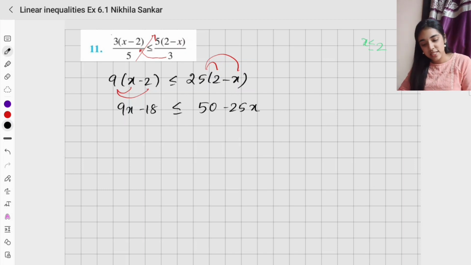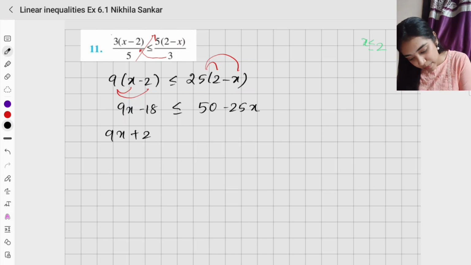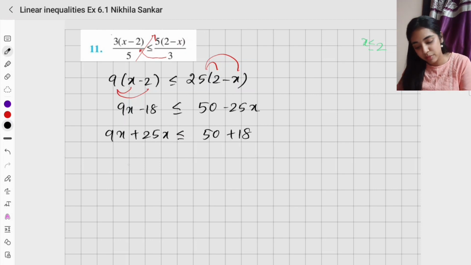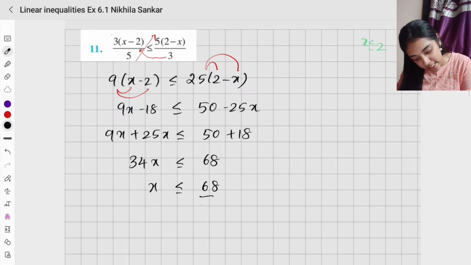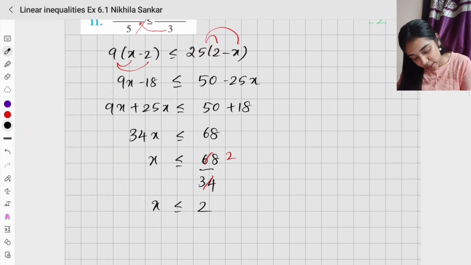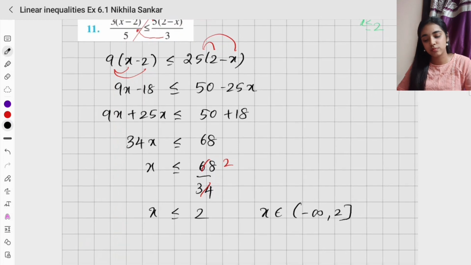I'm going to take the 25x to one side, minus 18 to the other side. So I'll have 9x plus 25x less than or equal to 50 plus 18. 25 plus 9 is going to give me 34. So 34x less than or equal to 68. So x less than or equal to 68 divided by 34. 34 2s are 68. Understood? So I'll be left with x less than or equal to 2. This is my answer. So x belongs to minus infinity to 2 including 2. Okay, please copy.